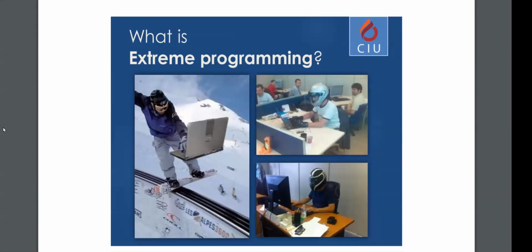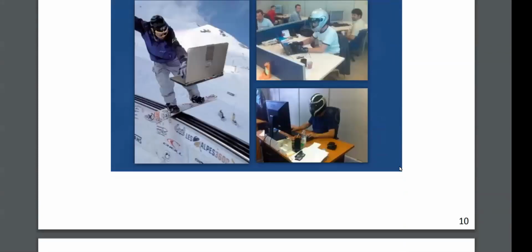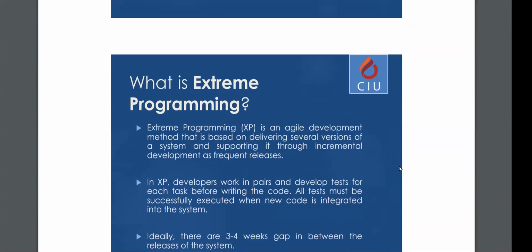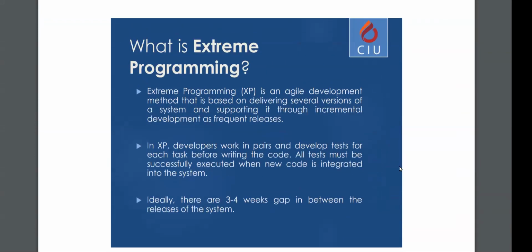And what is extreme programming? So you see some pictures here, like doing extreme sports and programming at the same time. Like, what is it? Let's go and take a look. Extreme programming is an agile development method. Now I want to underline development 5 times. It's not a management method, but a development method, and it is based on delivering several versions of a software and supporting it through incremental development as frequent releases.